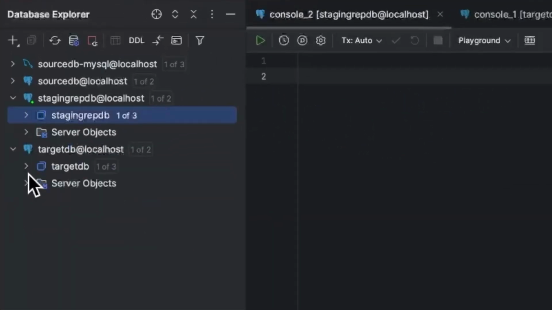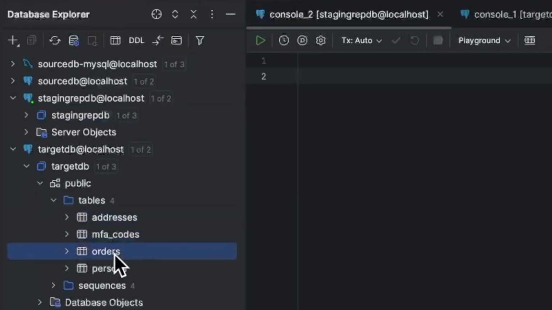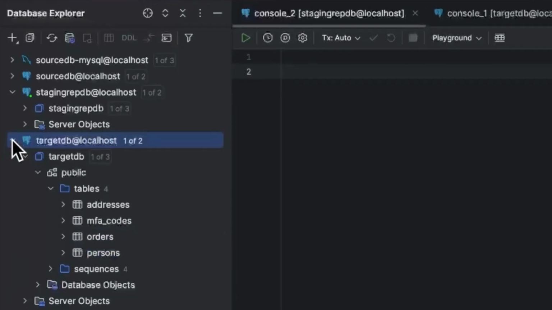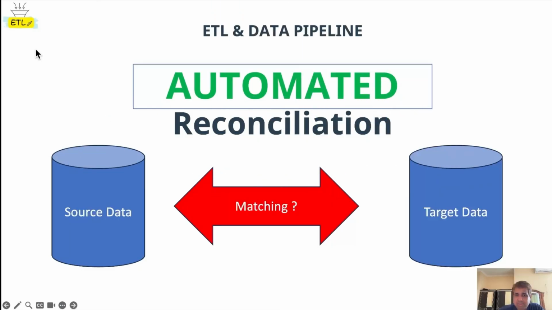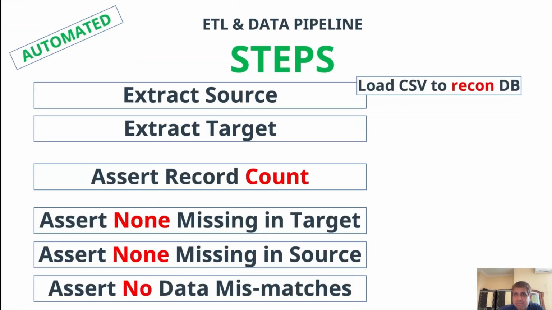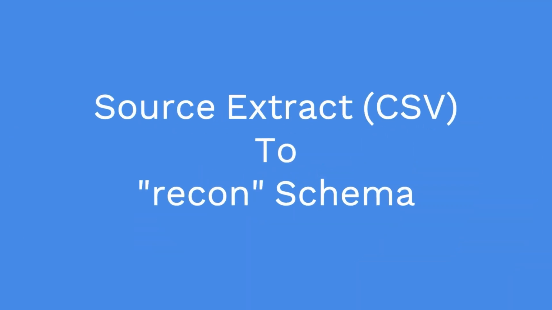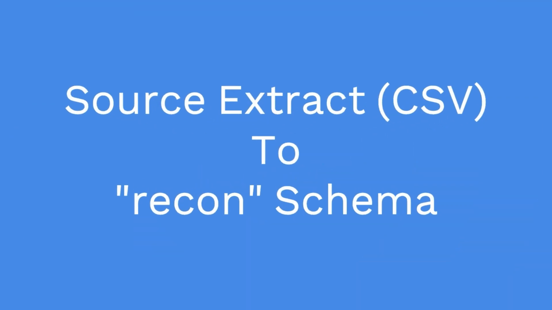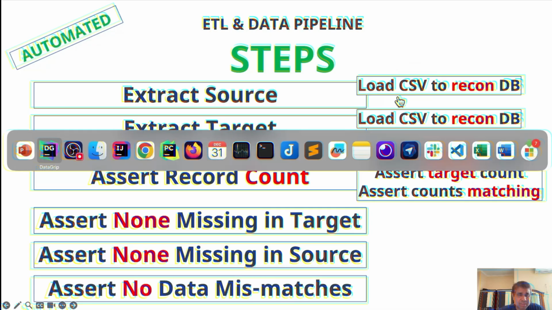Similarly, we have the target database and the corresponding tables. We'll address the target database later. First, let's finish the source database extract, which we have further broken down this way. First we extract the source database and load it to the reconciliation database, extract to a CSV file. So let's do that bit first.